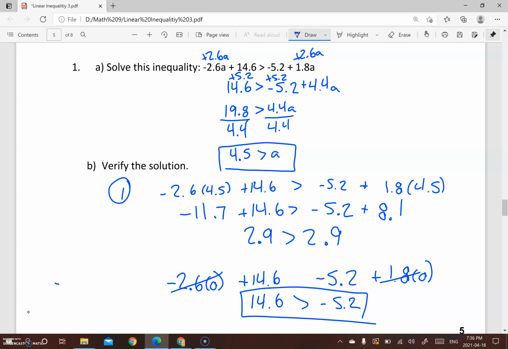So that's how I verified. First, I verified with 4.5 to make sure the left side equaled the right side. I was good to go. And then I verified with a number that was less than 4.5 to make sure that the left side stayed greater than the right.